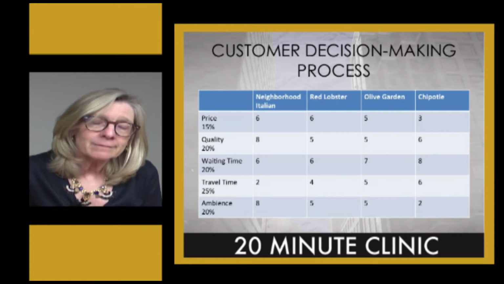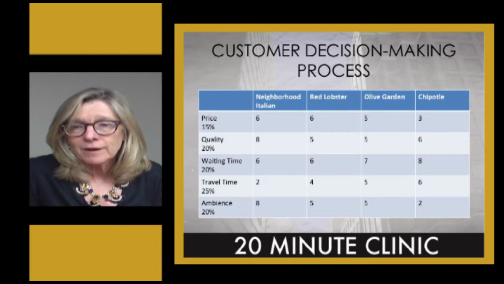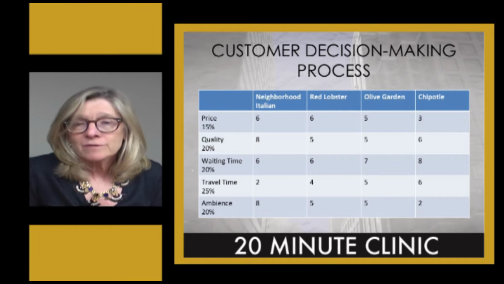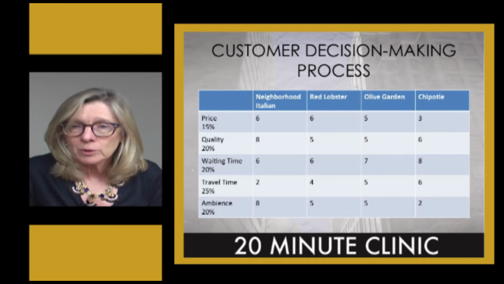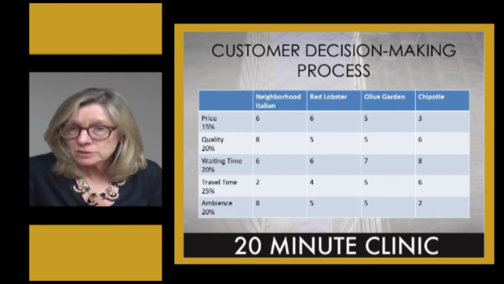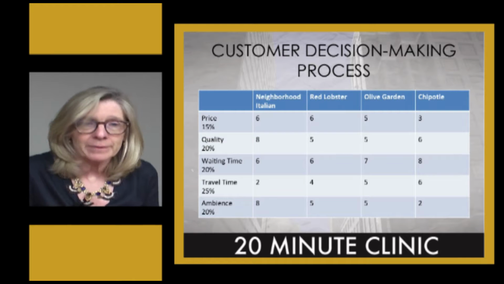Given that that's kind of my objective, my family's objective, we've identified 4 options for the meal. To go to our neighborhood Italian restaurant, or to visit one of these chains that are also reasonably close to our neighborhood, or in our neighborhood, Red Lobster, Olive Garden, and Chipotle. The 5 criteria that we're making our decision on include price, quality, waiting time, travel time, and ambiance.